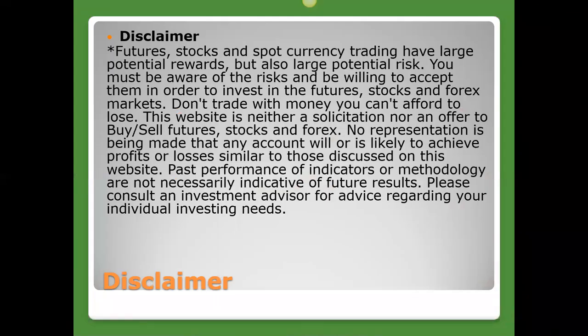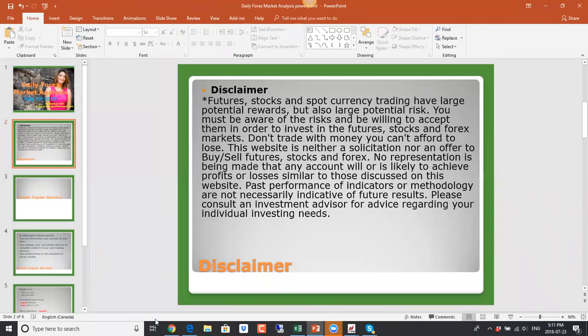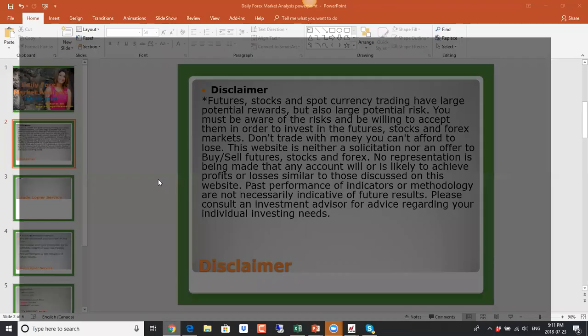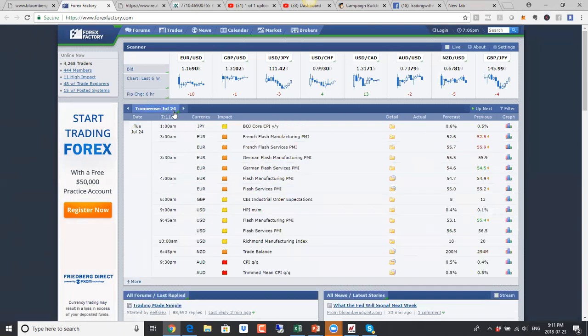All right, so as usual, we'll start off with our Forex Factory calendar here. In terms of news, we have manufacturing PMI numbers for Japan coming up. And next, tomorrow, not a ton of red news here, but we have a lot of PMI numbers coming up.